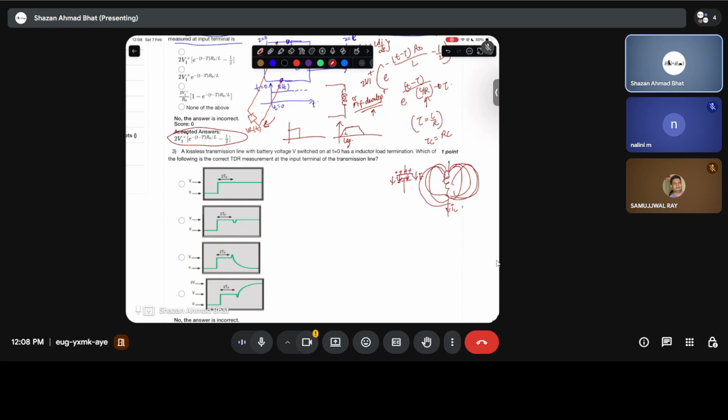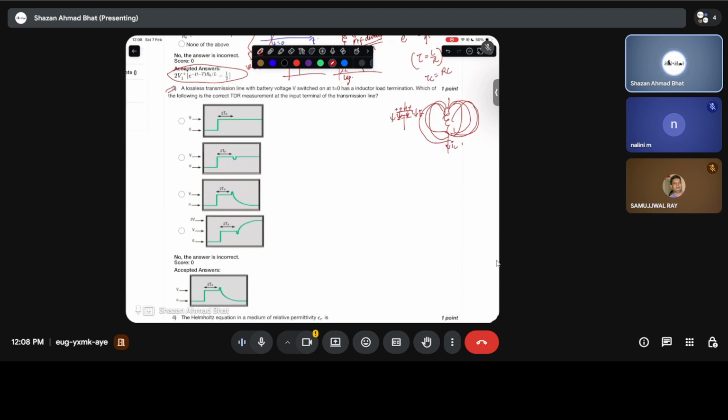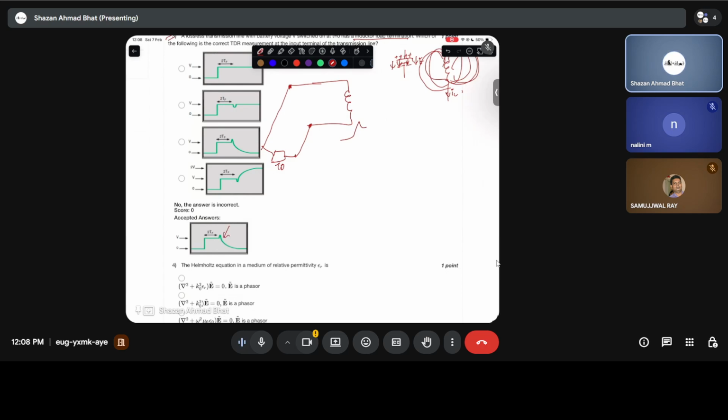So that's the essential thing in this particular question. Now, this question 3 is again the simplest one, which I have discussed in the slides. If you have a lossless transmission line with an inductive load, what sort of value are you going to note on a TDR scope at the input terminals? I told you that it will give a positive spike at the TDR scope. That is basically this.